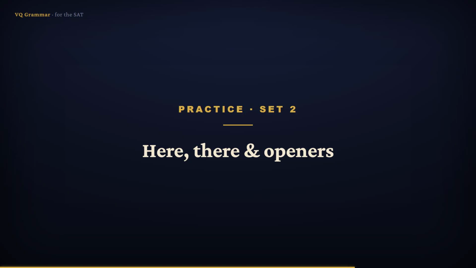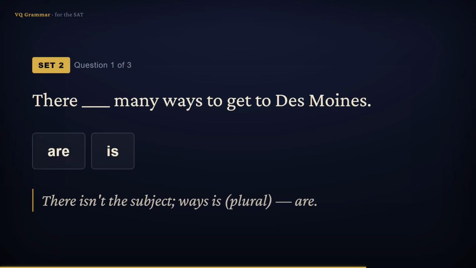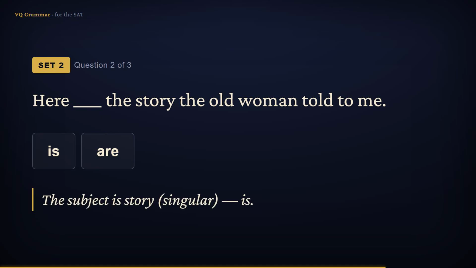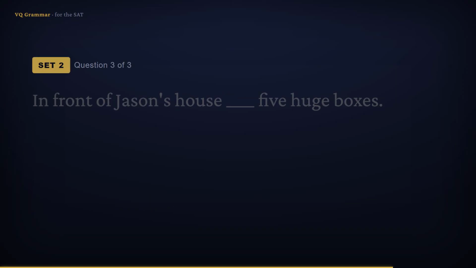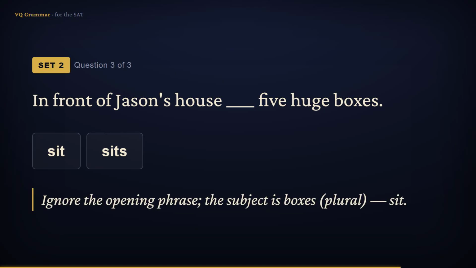A few more, with here, there, and opening phrases. Remember, none of those is the subject. Pause and try each. There blank many ways to get to Des Moines. There isn't the subject. Ways is, plural, so are. So, are. Here blank the story the old woman told to me. The subject is story, singular, so is. So, is. In front of Jason's house, blank 5 huge boxes. Ignore the opening phrase. The subject is boxes, plural, so sit. So, sit.